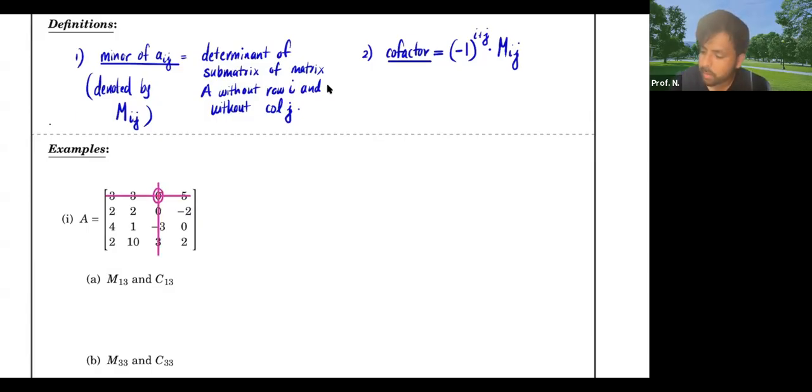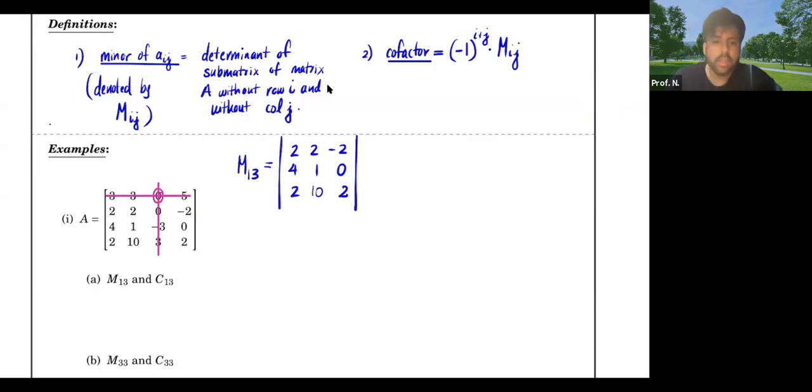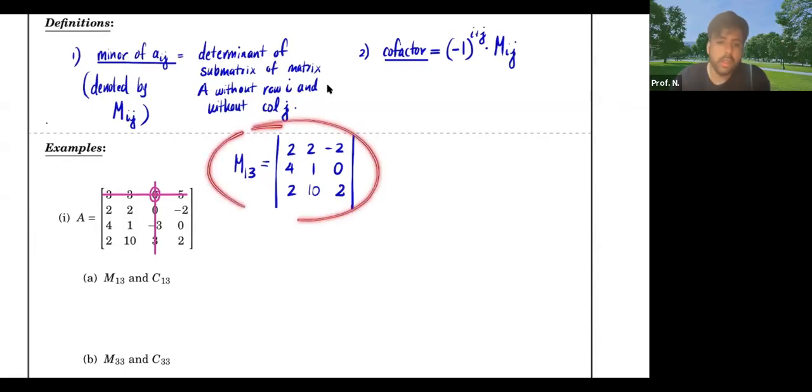So M13 would be the determinant of the smaller matrix, which would be what? 2, 2, negative 2, 4, 1, 0, 2, 10, 2. And when you have just a straight line, instead of a bracket or parentheses, it looks like absolute value, but that's the determinant. I can find the determinant of this by cofactor expansion, as we'll see later. But this would be the M13.